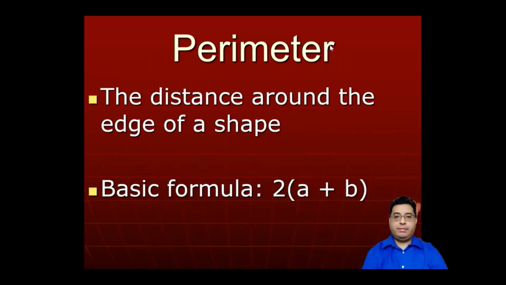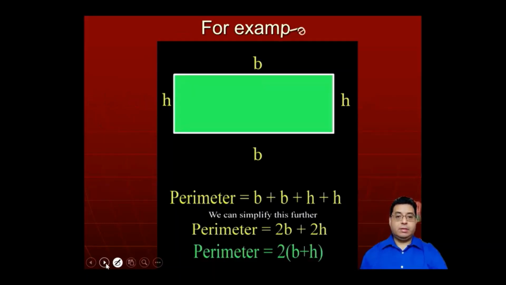So here we have the definition of perimeter. And perimeter is basically just the distance around the edge of a shape. And the basic formula is 2 times A plus B. Okay, so what I'm going to do now is show you some examples of what a perimeter looks like. Let's go and take a look. So here is the first example.